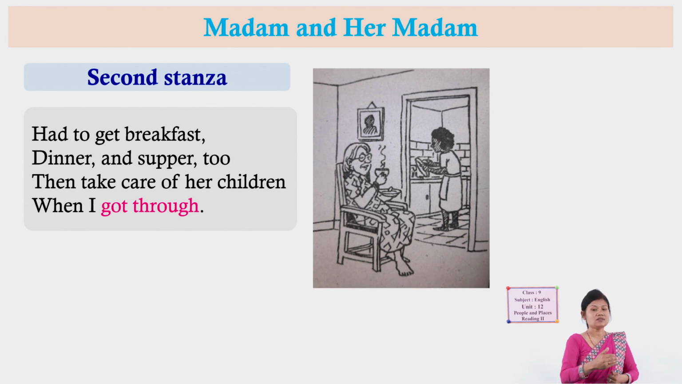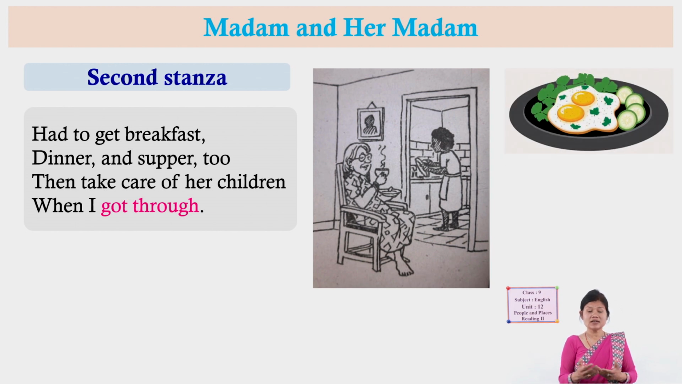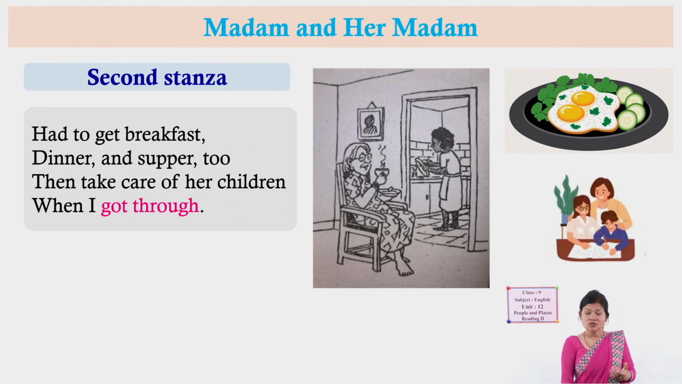Again this second stanza is also a narration by the servant. So, what work does she have to do here? See here, get breakfast. So she has to cook breakfast, dinner as well, supper. So cooking, different meals in a day. And not only that, she also has to take care of her children, as shown in the picture. She has to take care of her children, meaning her madam's children.